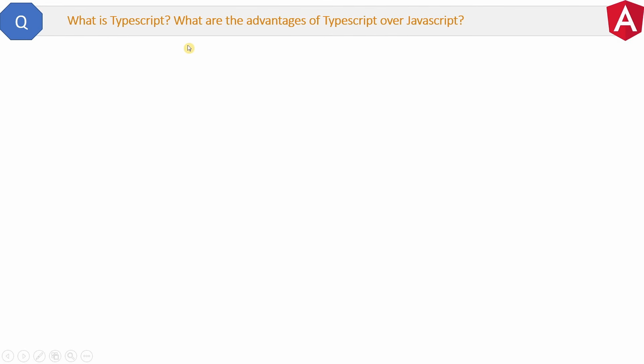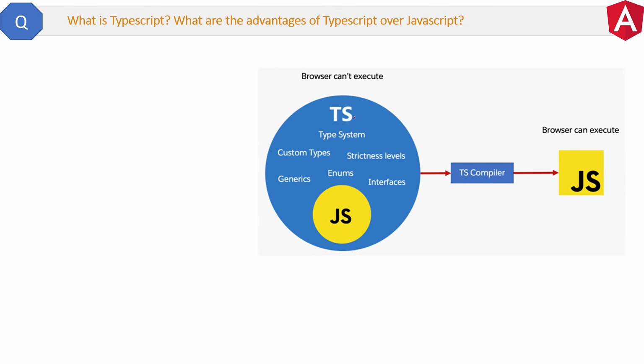Here is the question. What is TypeScript? What are the advantages of TypeScript over JavaScript? After watching this video, you can easily tell any interviewer why we need TypeScript in this world. Let's understand with the help of a diagram. See, here we have TS as TypeScript, and you can see TypeScript has a type system, enums, generics, interfaces and many more things. But JavaScript does not have those things. So this is the most important advantage of TypeScript over JavaScript.